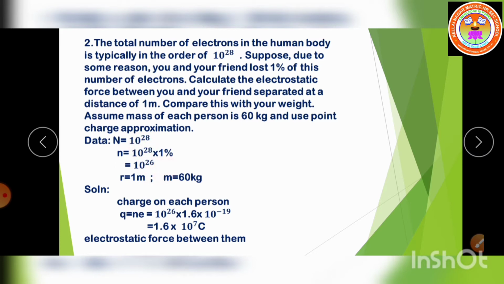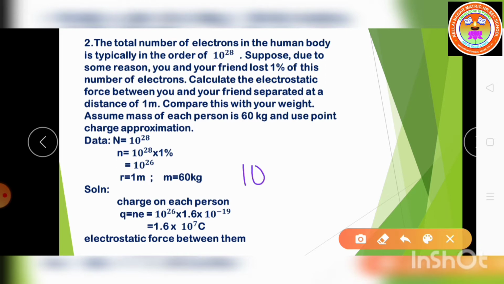How do we write the 1% here? 10 power 28 into 1%, that is 1 by 100. In the denominator, 100 is 10 power 2, so this gets cancelled. Here we get the answer 10 power 26. Now again they ask to calculate the electrostatic force between you and your friend separated at a distance of 1 meter.